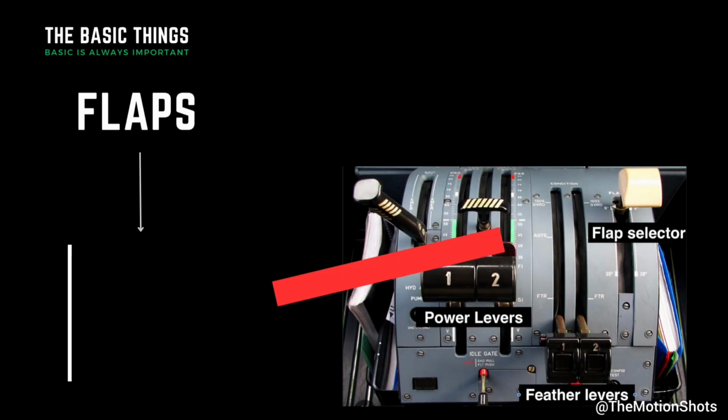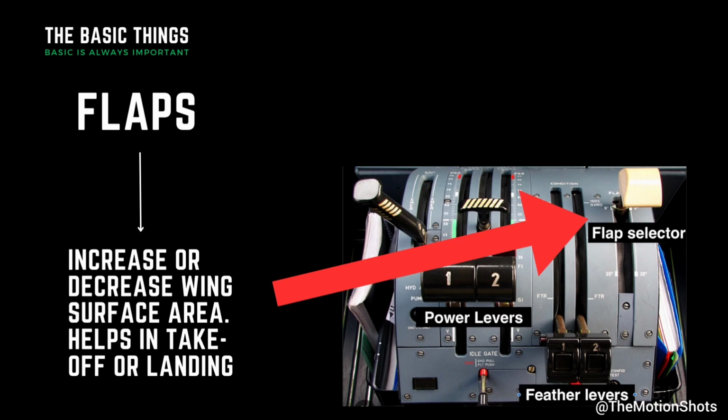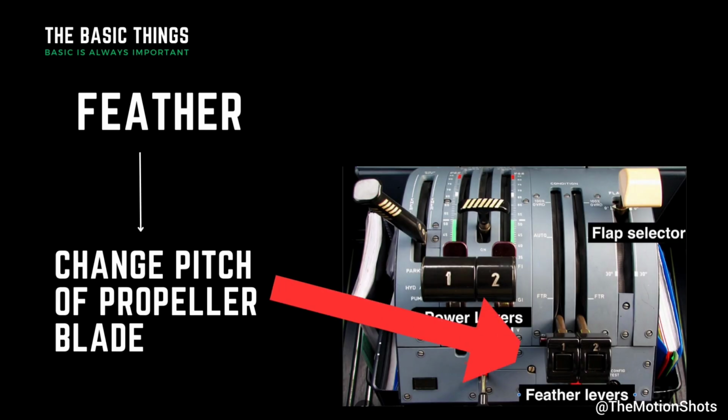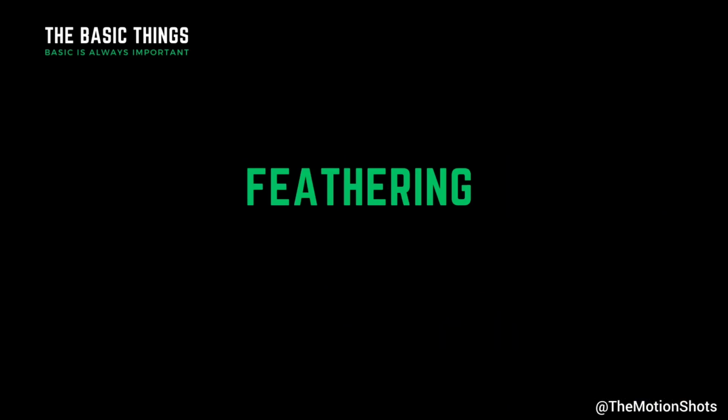Then comes the flap selector. This is used to increase or decrease the wing area during takeoff and landing. Lastly, the condition lever, or feather. This is used to change the pitch of the engine blade. First, we need to understand the process of engine blade feathering and its importance in this crash.